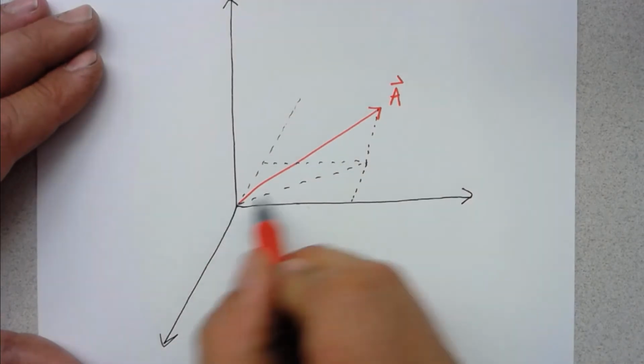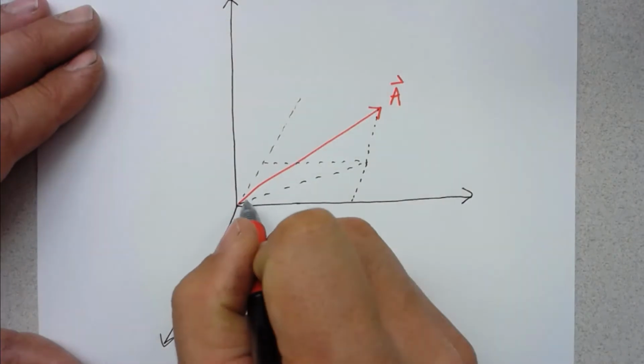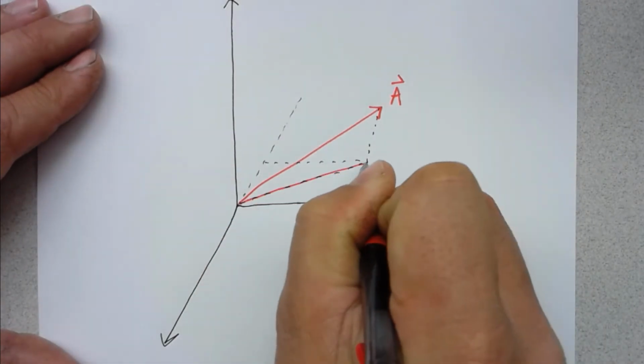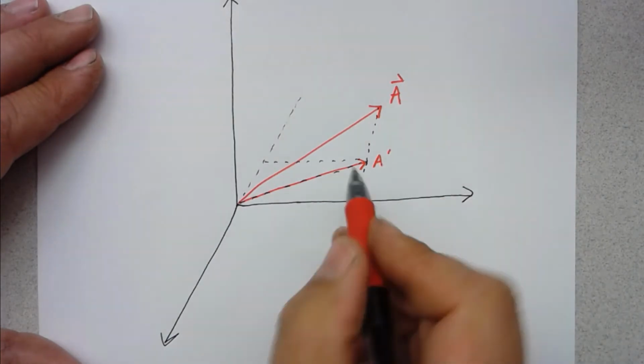So where would A prime lie? On that little shadow dotted line. On the dotted line. Come on, guys. There's like 5 of them. Essentially the diagonal one, right? So we're going to say that A prime is right here.